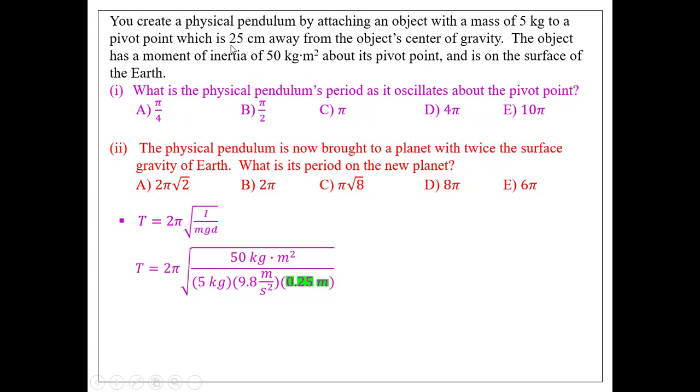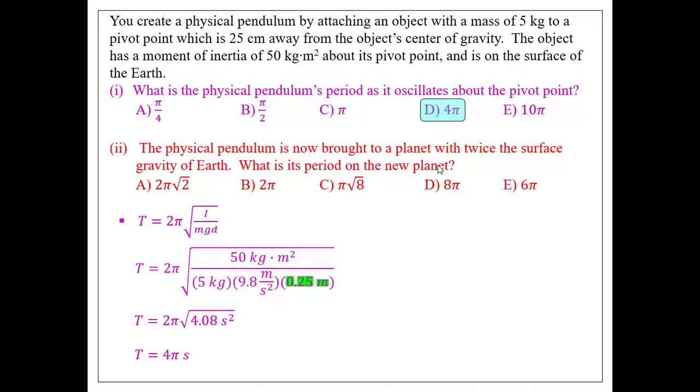Even though the problem says 25 centimeters, if you write out units, it should trigger that you need to convert 25 centimeters to meters, which is just 0.25 meters. If you don't, it'll screw up your answer. All right, other than that, I'm just going to simplify. If you punch all this in the calculator, you should get about 4.08 underneath the radical. The square root of 4.08 is just about 2. So at the end of the day, it would be 2 pi times 2, which leaves you with 4 pi. So the answer for this one would be D.